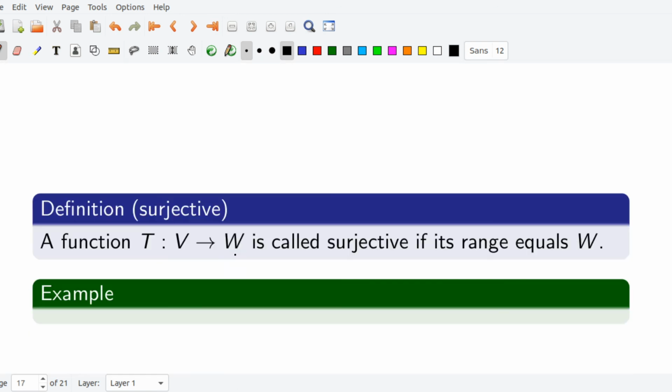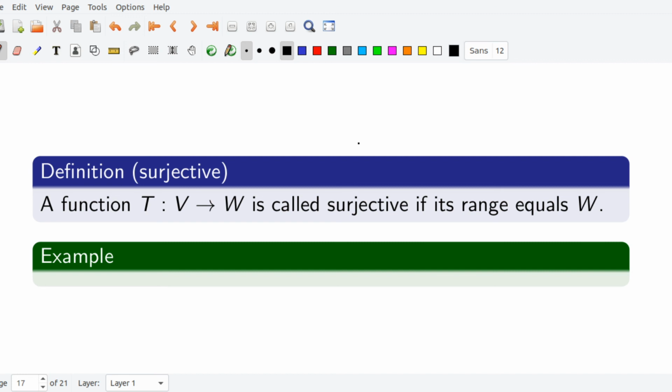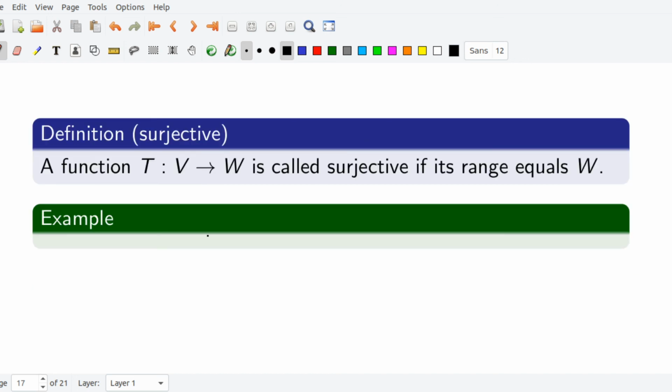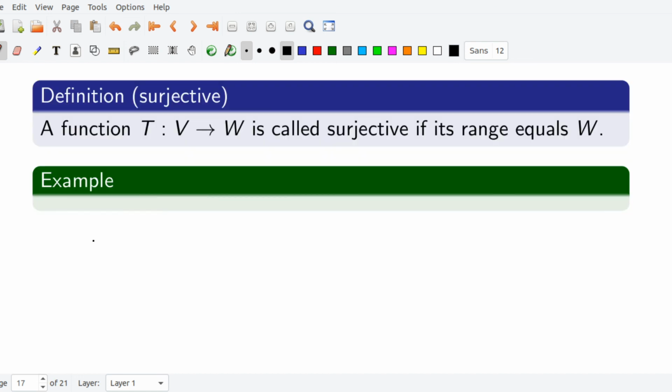Next, a definition: surjective. A function T from V to W is called surjective if its range space equals W. So a map is surjective if its range space is equal to W. Consider an example: the differentiation map D from P5(R) to P5(R), where P5(R) is the set of all polynomials of degree at most 5. The map is defined by D(p) equal to p'.